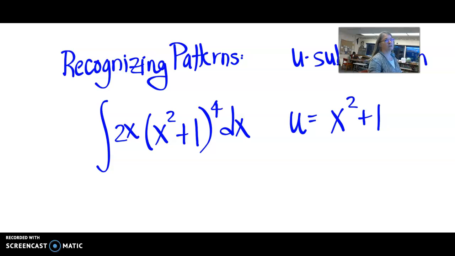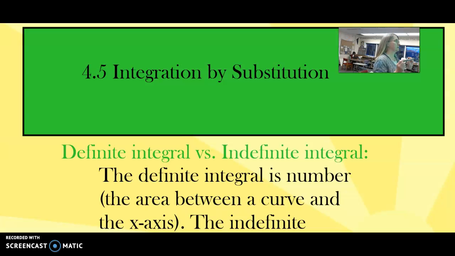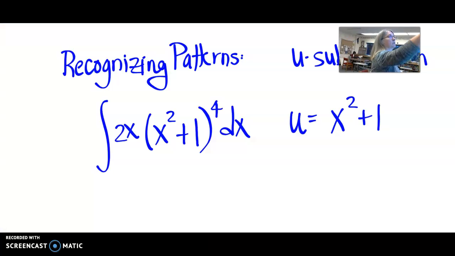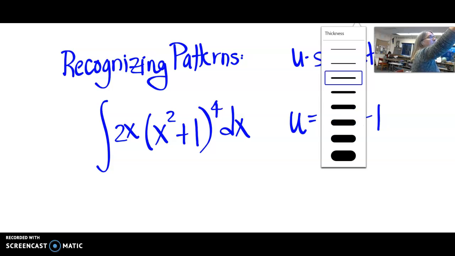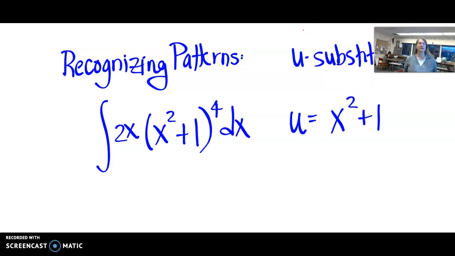Okay, so like I said, we're going to be using substitution to integrate these integrands, and we're going to want to look for patterns here. So I'm just going to do some examples. Hopefully it starts to catch on. What you're looking for when you're looking for a pattern is a part of this integrand whose derivative is also a part of that integrand.